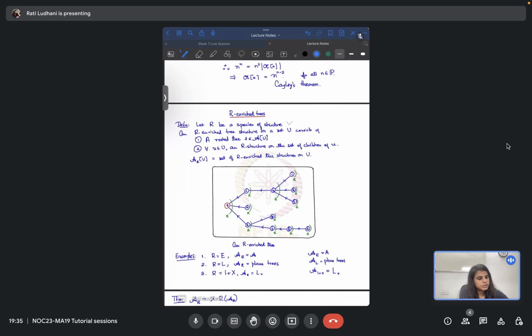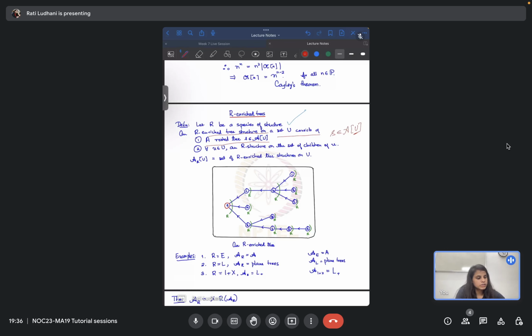So you take R to be the species of a structure, and an R-enriched rooted tree on a set U consists of a rooted tree S belonging to A of U. So on every set U you take any rooted tree on U, and second, for every u belonging to U, there exists an R structure on the set of children of u.